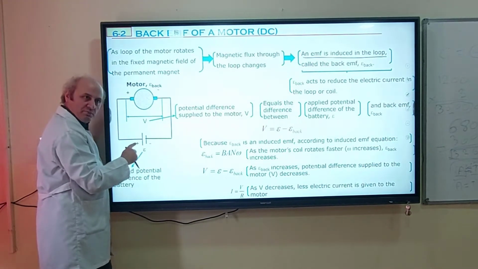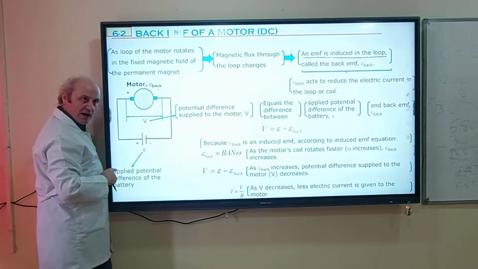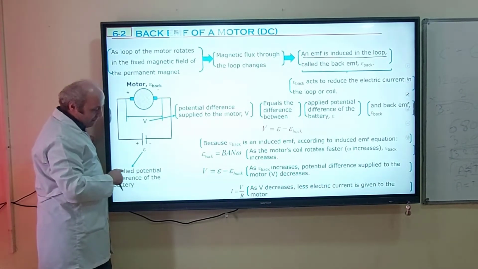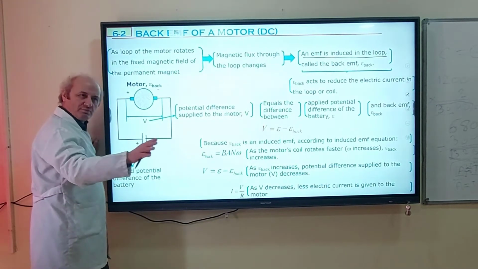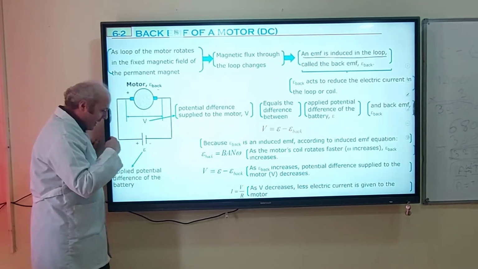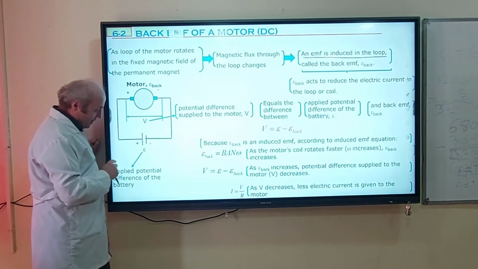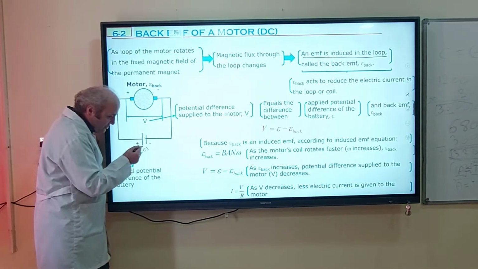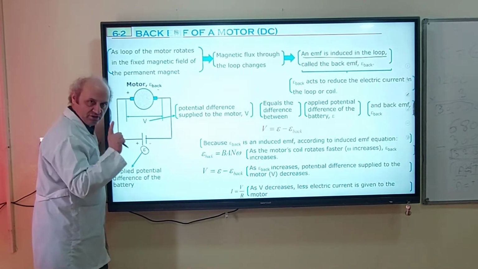One end of the battery is positive, the other end of the battery is negative. This EMF is named in your book as the applied potential difference of the battery. In fact, applied EMF is much better, but sometimes your book is using that word, so we are using that word, okay? Applied potential difference. EMF and potential difference are similar things, remember? So this E is representing the applied potential difference of the battery.